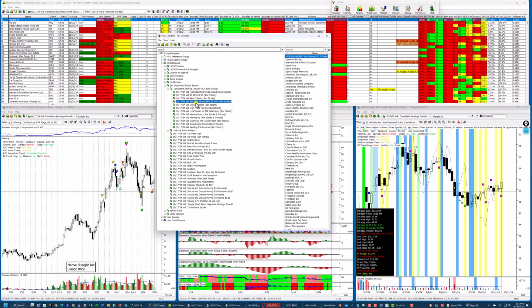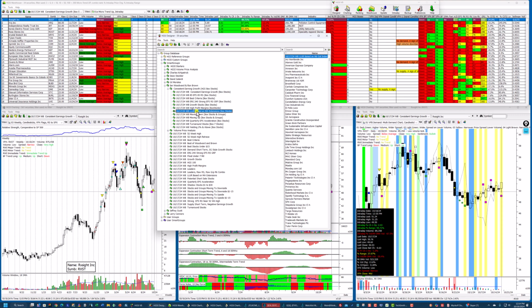ERG 240 strong stocks, or stocks with an EPS and RS and a group rank that adds up to a minimum of 240. These are growth stocks. These are high profit margin stocks.